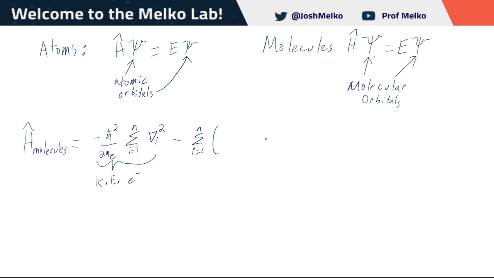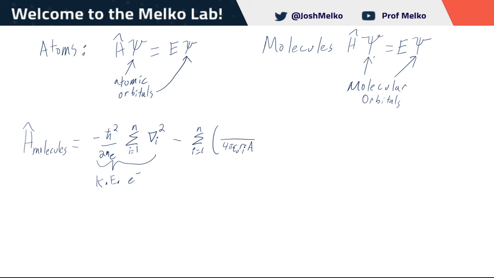is going to have 2 terms. It's a summation again. But here it's the electron being attracted to 2 different nuclei. So here is where we're going to start to diverge. And the Hamiltonian is going to be different for molecules than it is for atoms. Why? Because in a molecule, there's multiple atoms. So each electron is going to be attracted to nucleus A. So this is the distance of electron 1 to nucleus A.